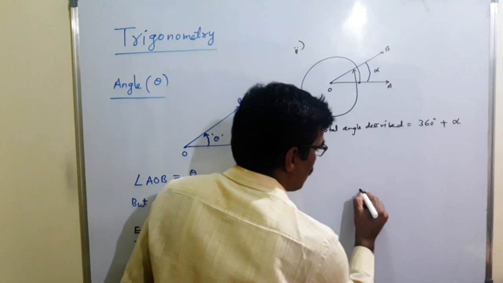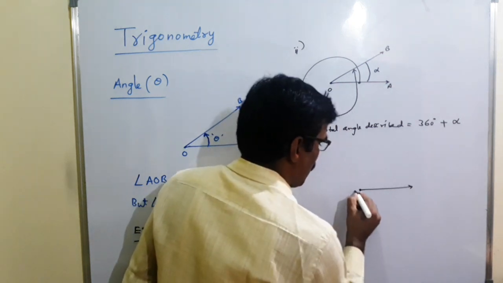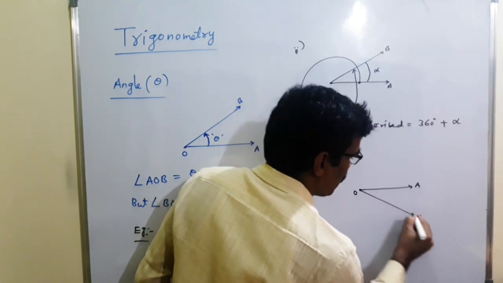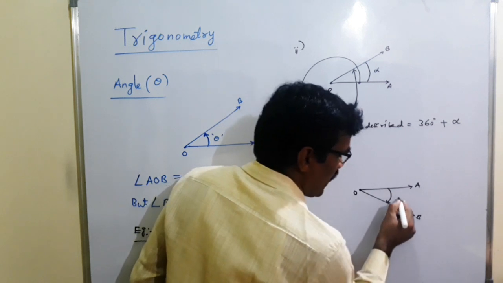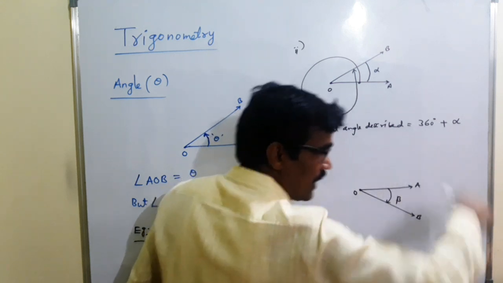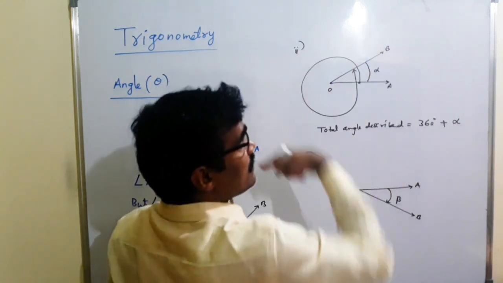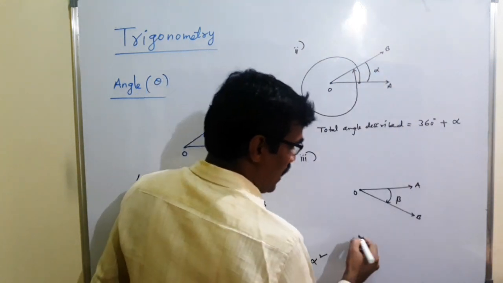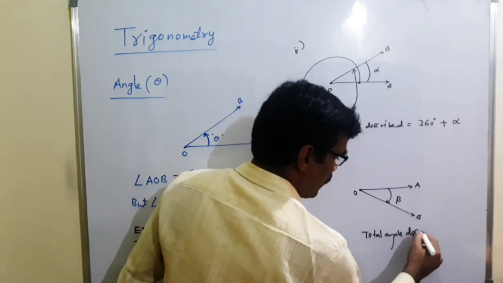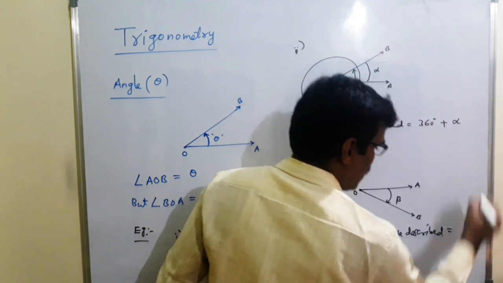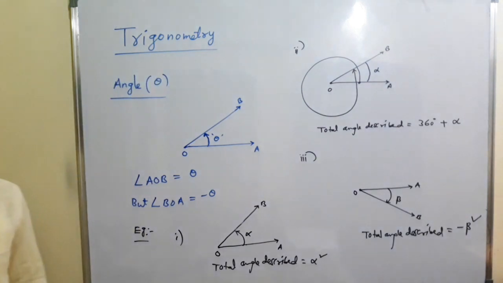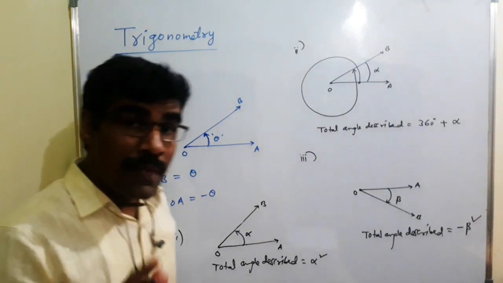Then next one, students. Suppose this is the OA. It is rotated like this, making an angle beta. So here is this clockwise rotation or anti-clockwise rotation? Clockwise rotation. This is anti-clockwise direction. Here clockwise rotation, total angle described is equal to minus beta. This is the angle.